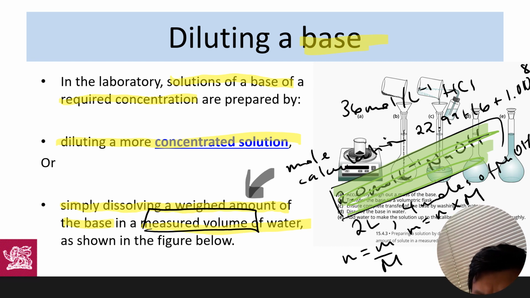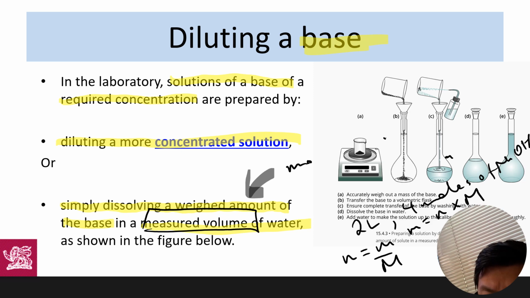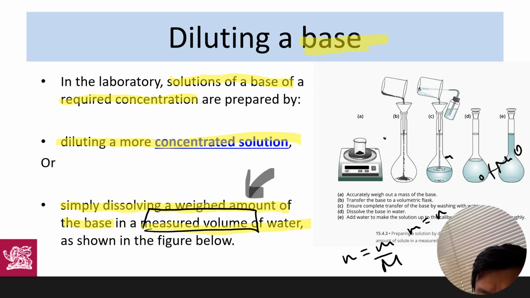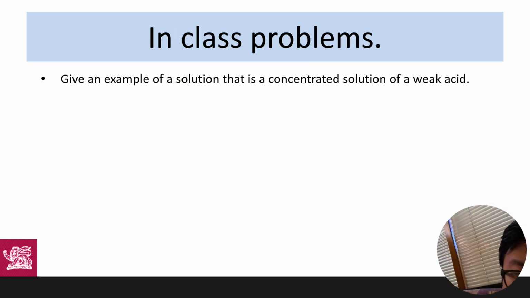Oh, there's a diagram. There you go. Accurately measure out a mass and then transfer it to a volumetric flask. Make sure it's completely clean. Dissolve the base in the water. Add water to make sure it's the correct volume so that you will have what you need. Okay.